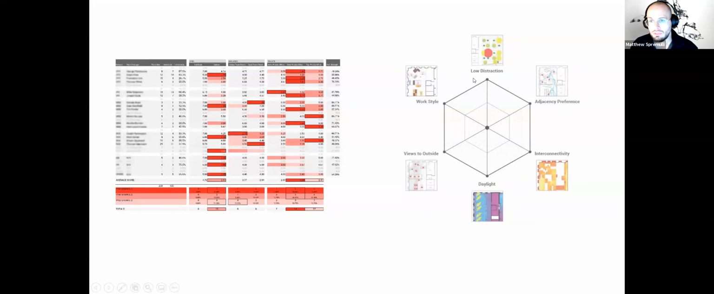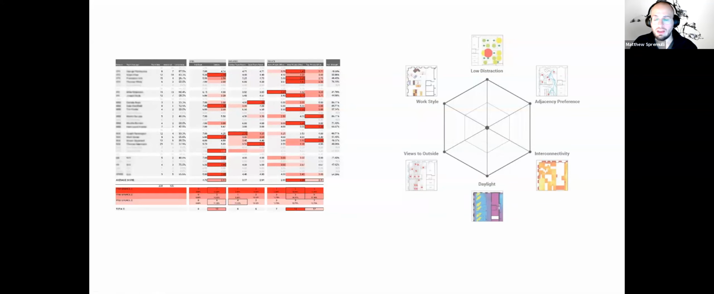These were low distraction, so being more quiet, adjacency preference. This is basically having connection to your teammates. Interconnectivity, this is kind of in opposition to low distraction, being close to different areas. Daylight, which is fairly straightforward. Views to the outside with the windows, and work style preference.